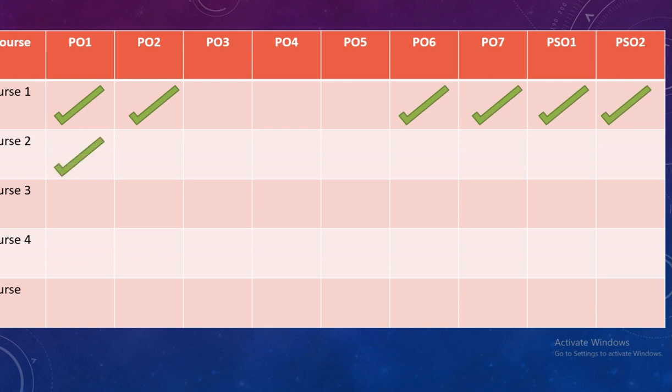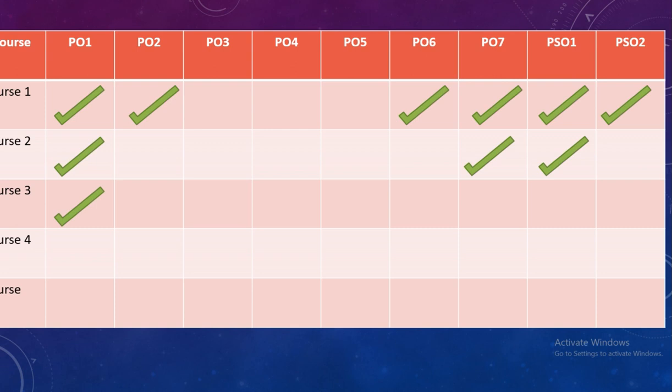For course 2, you see the PO1 statement is matching. That is, the course delivers discipline specific knowledge and basic knowledge, of course. And it matches with PO7 as well. That is, it offers the scope for lifelong learning, and it also matches with the PSO1 statement as formulated by the program people.